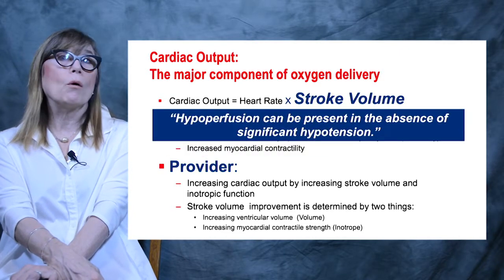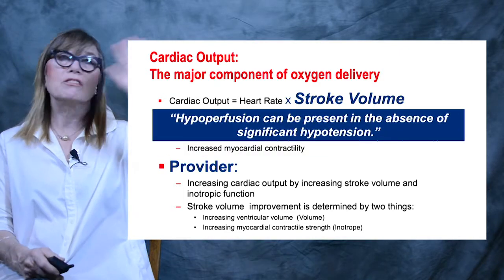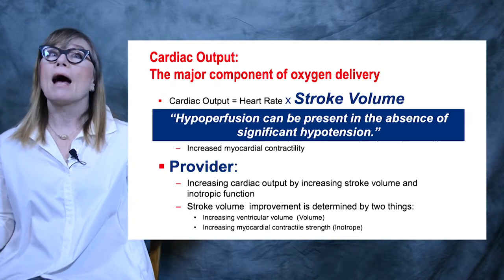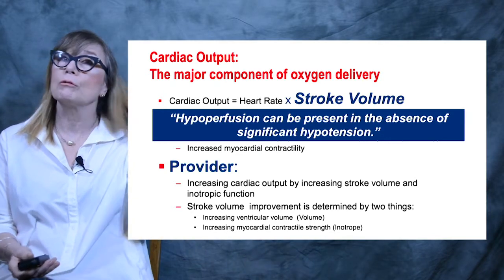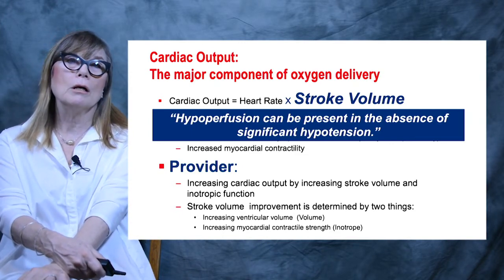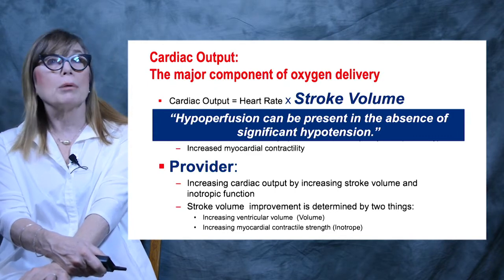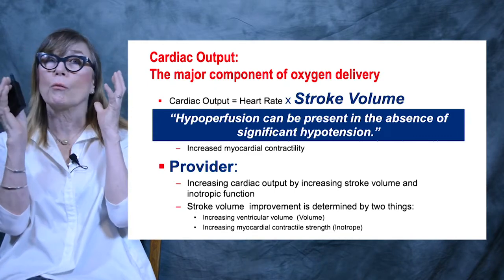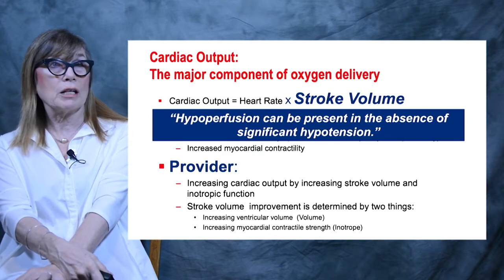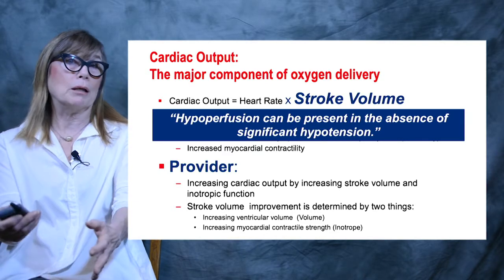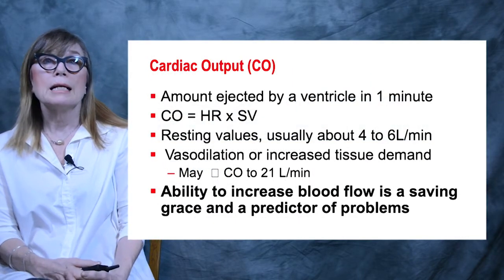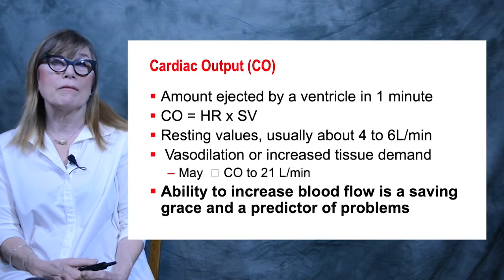And it's always important to remember that this is despite presence of hypoperfusion. You can have significant and profound hypoperfusion and still have a relatively normal blood pressure. So that's why blood pressure is not the end-all and be-all, although we're going to pay so much attention to it. It's not the end-all and be-all of everything we need to understand and manipulate when we're talking about critical patients.